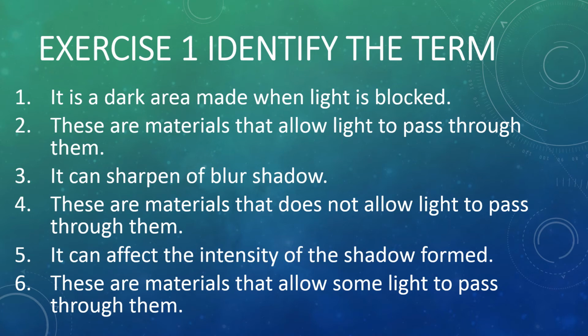Number 3. It can sharpen or blur shadow. Number 4. These are materials that do not allow light to pass through them. Number 5. It can affect the intensity of the shadow. Number 6. These are materials that allow some light to pass through them.